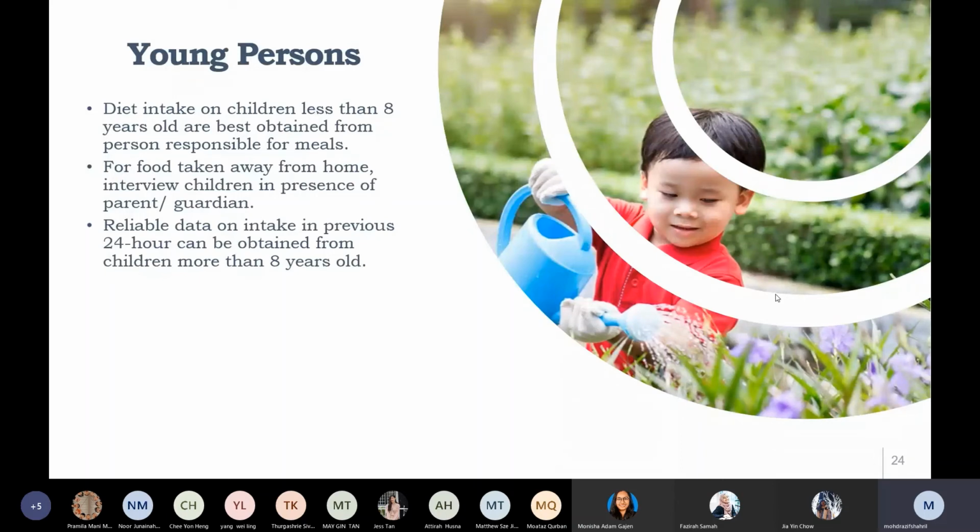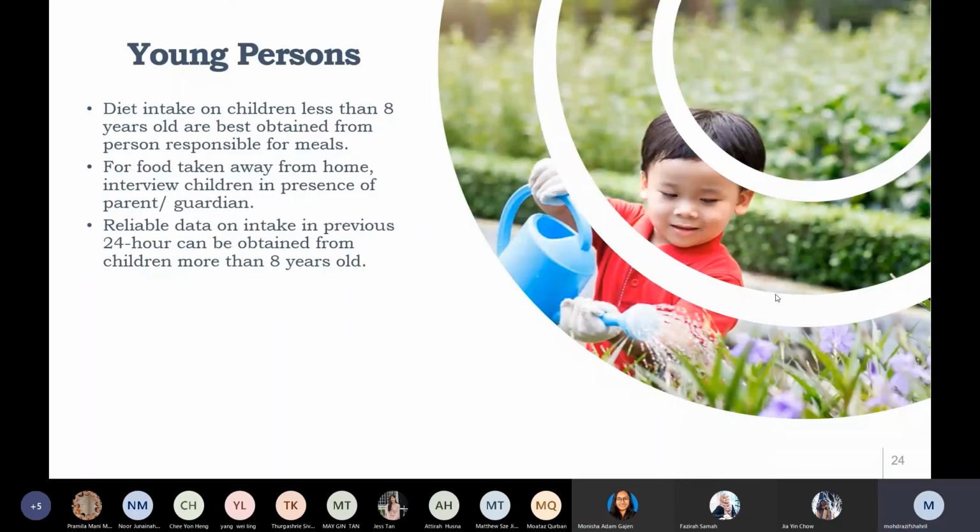For food taken away from home, we must interview children in the presence of the parent or guardian. We can also interview the children, especially for foods that they buy at their school canteen. So we can interview the children themselves, but the parent or guardian must be present during the interview session, so that we don't get ridiculous answers from the children.